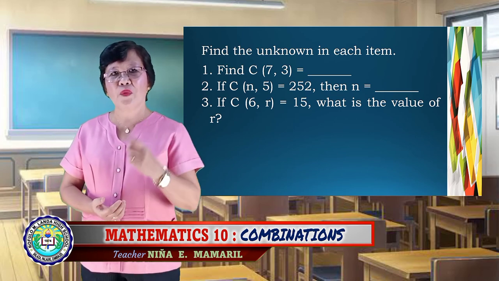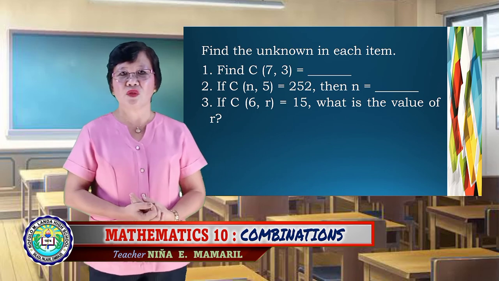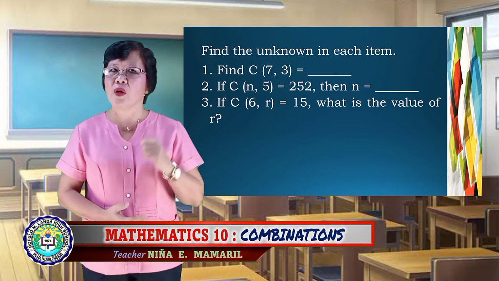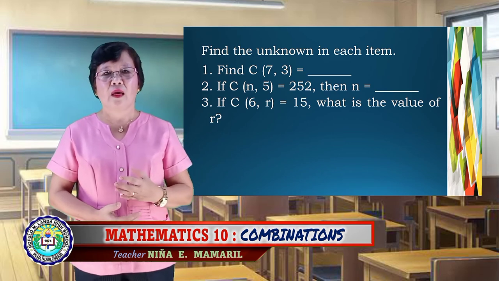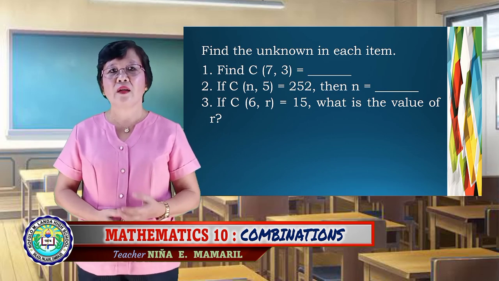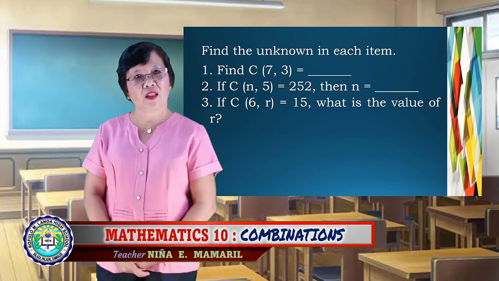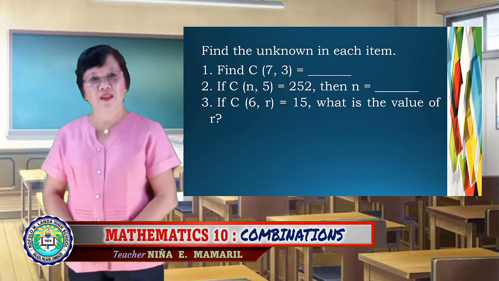Number 2, observe that your unknown now is n. Given is your r, which is 5, and C is 252. And last number, your unknown here is r, and the given is your n, which is now 6, and C now is 15. Okay, let us continue.